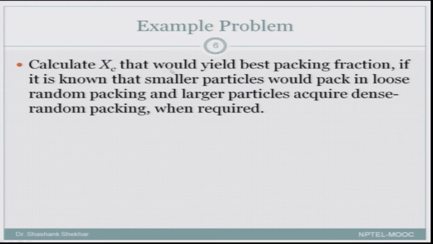Calculate XC that would yield the best packing fraction. So, that is the highest packing fraction. If it is known that smaller particles would pack in loose random packing and larger particles acquire dense random packing when required. So, now you know the packing fraction that we had given for loose random packing and dense random packing. What were those? So, let us put those numbers over here.